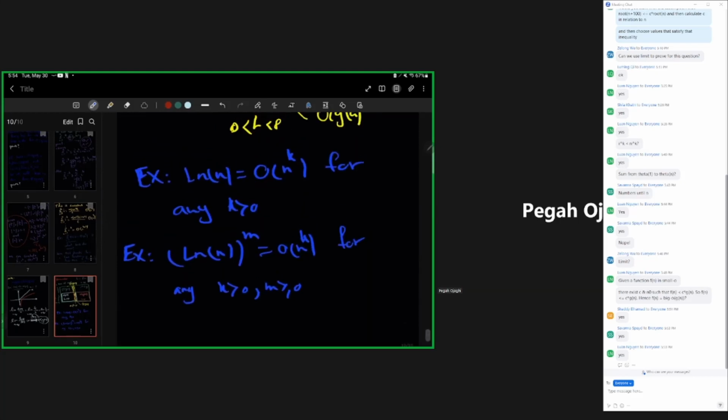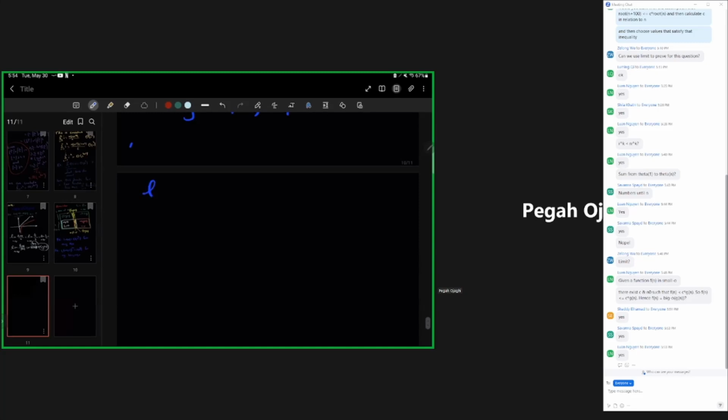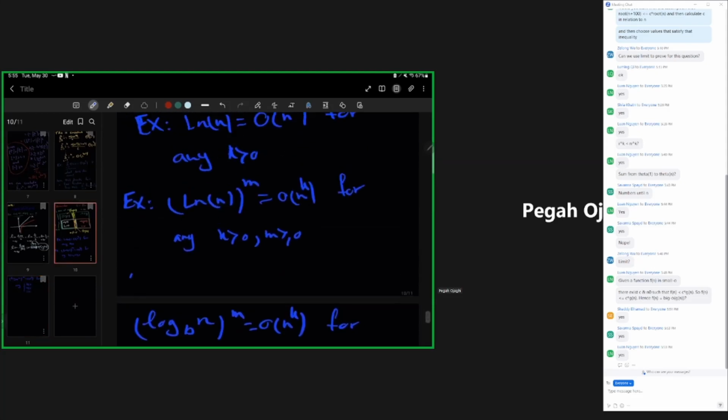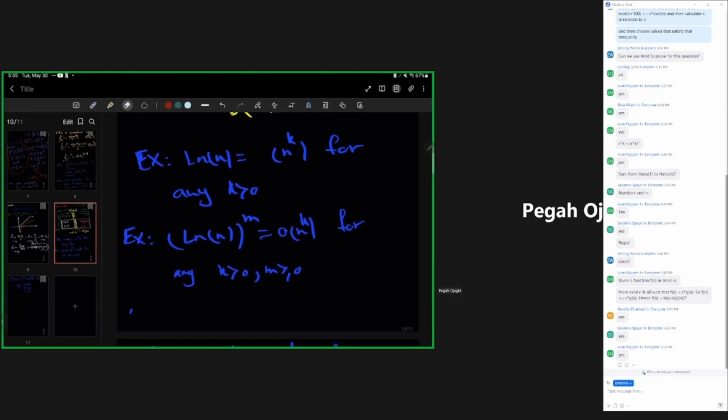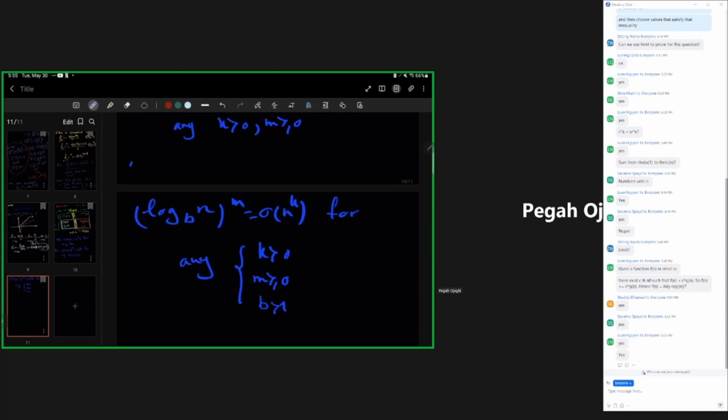And then another one, let me go to the next page. Another one is b to the n, which is a small o of n to the k, for any k greater than 0, m greater than or equal to 0, and b greater than 1. You just need to prove that. It means find this limit. All of them are a small o. It means just prove that L is equal to 0. If you prove L is equal to 0, that's it, you're done. Does it make sense? Anybody has any question so far, or are we good to go?